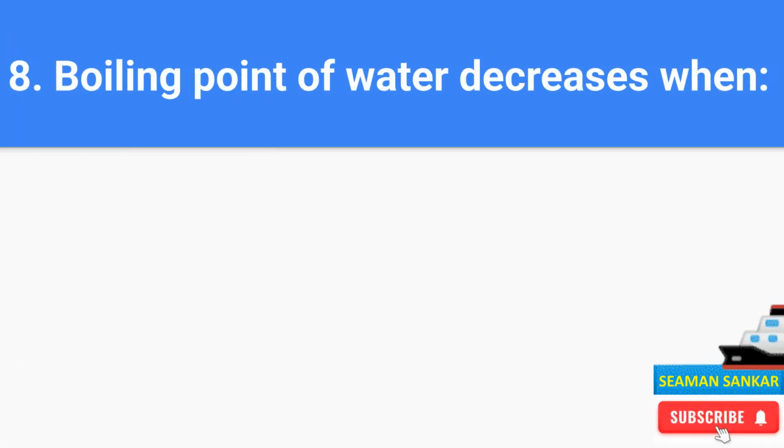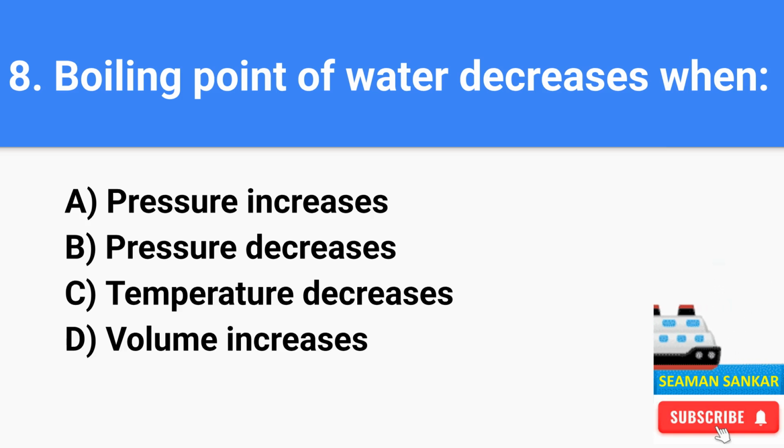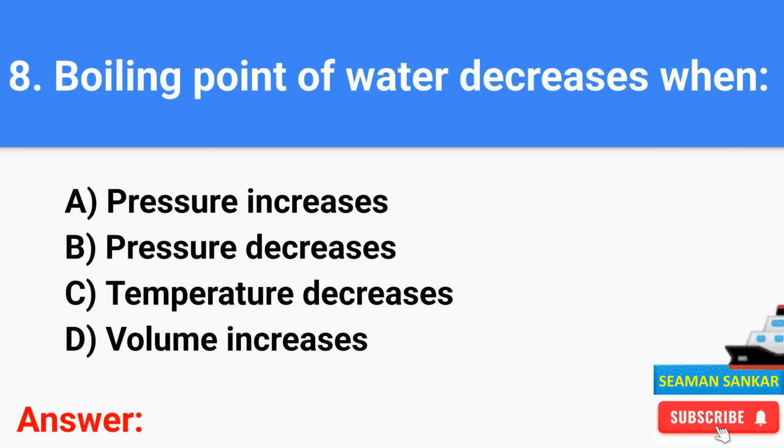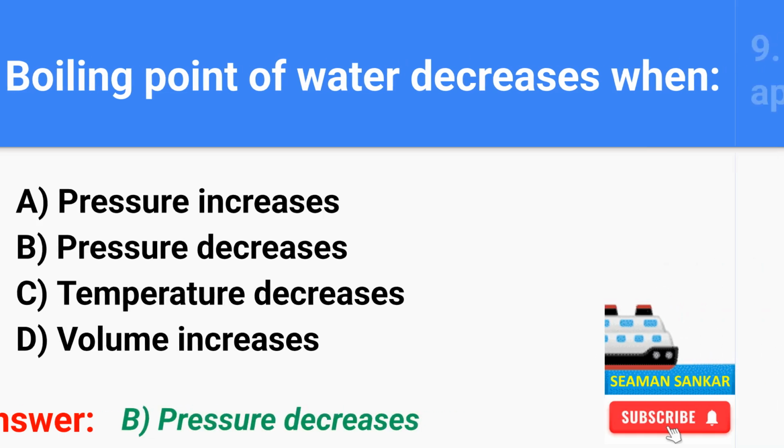Question 8. Boiling point of water decreases when A. Pressure increases, B. Pressure decreases, C. Temperature decreases, or D. Volume increases. The correct answer is B. Pressure decreases. Lowering the pressure allows water to boil at a lower temperature.